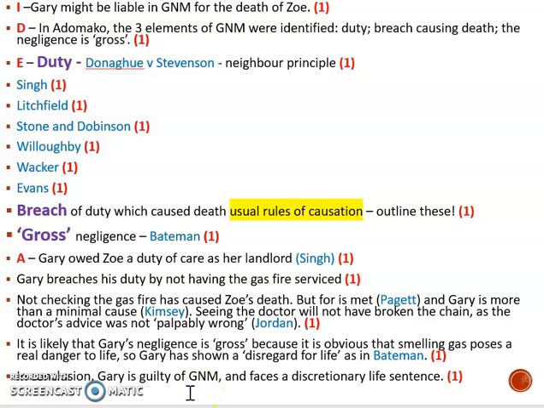Okay, so I hope that was helpful for you in seeing how to apply the law on GNM. So you could have a go at doing this yourself, either on the Zoe mini scenario or on a different scenario from your booklet.